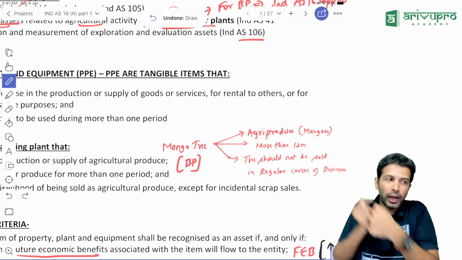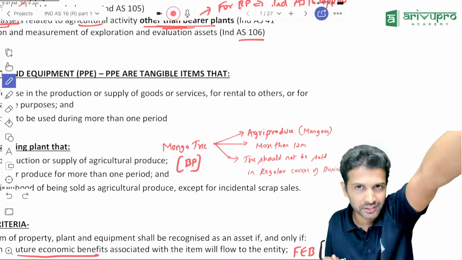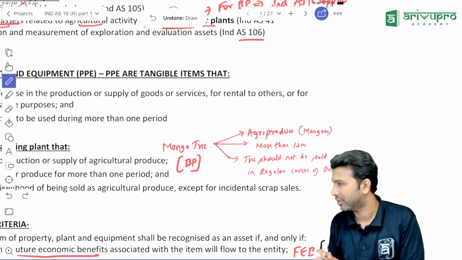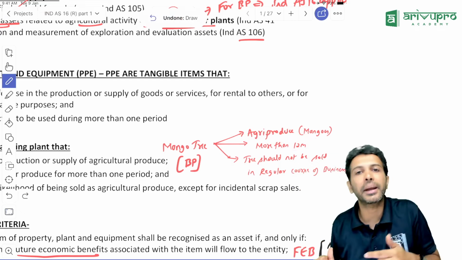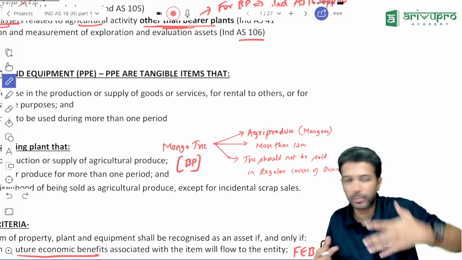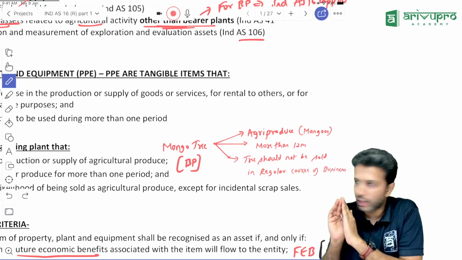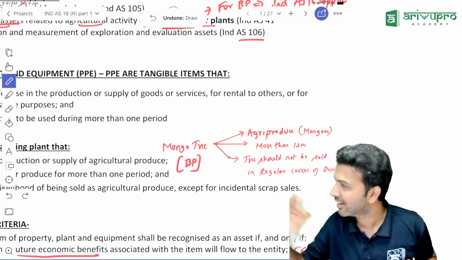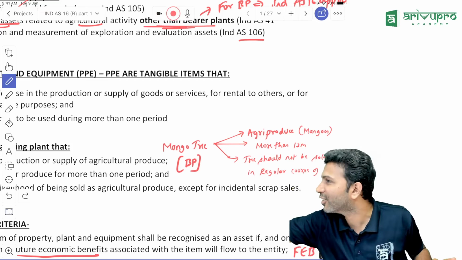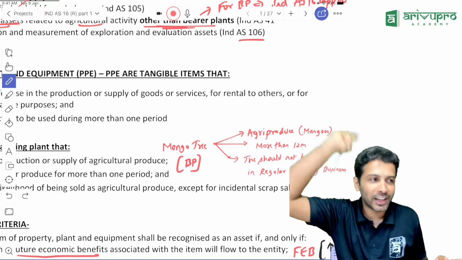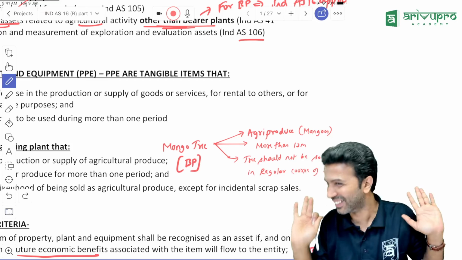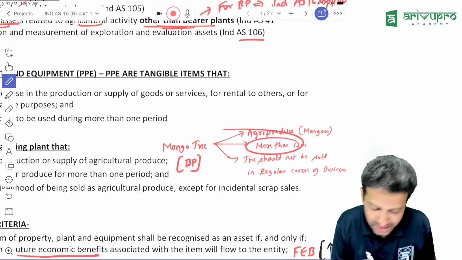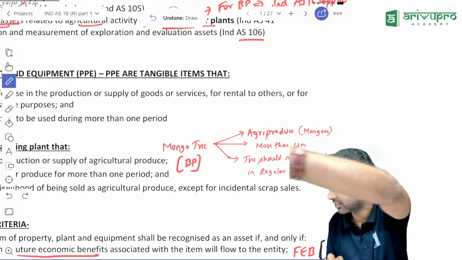If you want to call a plant a bearer plant and apply Ind AS 16, that plant should give agricultural produce for more than 12 months. Meaning from this mango tree, you should get mangoes for more than 1 year. As far as my limited agricultural knowledge goes, if you have a mango tree, you will get mangoes for more than 1 year. I don't know how many years. How many years does anyone know? 25. That means I am in safe hands. This is a good example then, because even I don't have agricultural knowledge. All right. So if you want to call it a bearer plant, you should get that agricultural produce for more than 12 months. That is one.